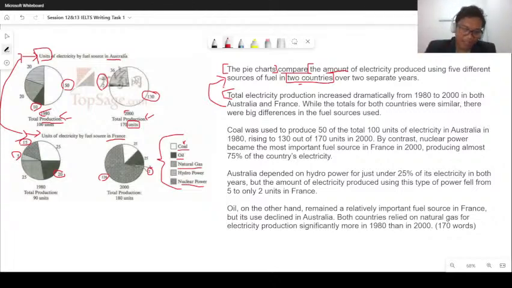But let's take a look at how this person wrote the overview of the chart. So that's the second paragraph of the IELTS Task 1 structure. Total electricity production increased dramatically from 1980 to 2000. Now you can see here that these are the only numbers that the person mentioned, right? Because this is an overview, you're not specifying any numbers in regards to those variables.